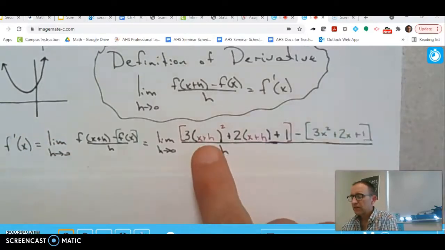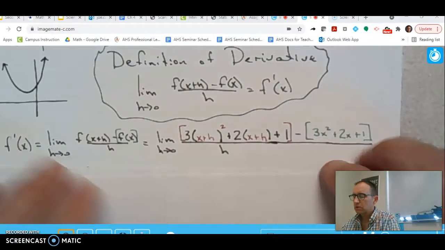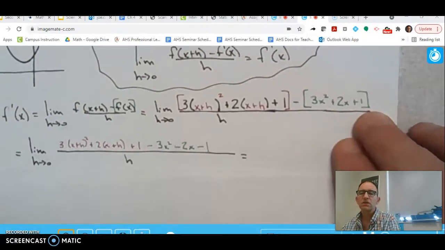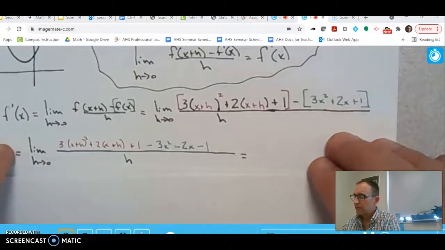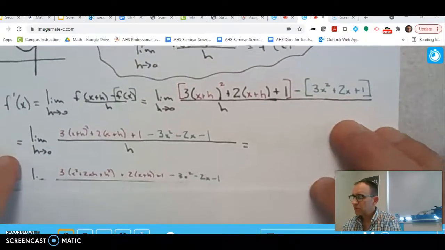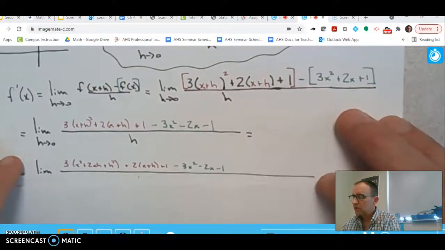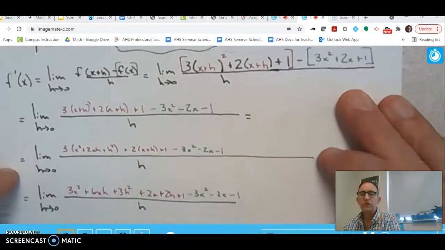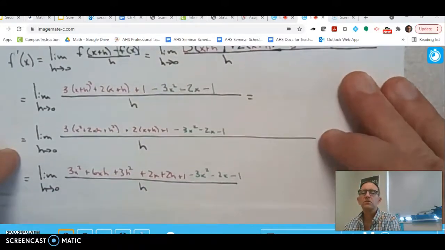So we're going to expand the top. We're going to expand the x plus h, the quantity squared. When we do that, we'll have what you see here. And then we'll distribute. After we expand the x plus h, square that out, we'll distribute the 3 through the first set of parentheses and the 2 through the second set of parentheses. That'll give you something that looks like what you see here.